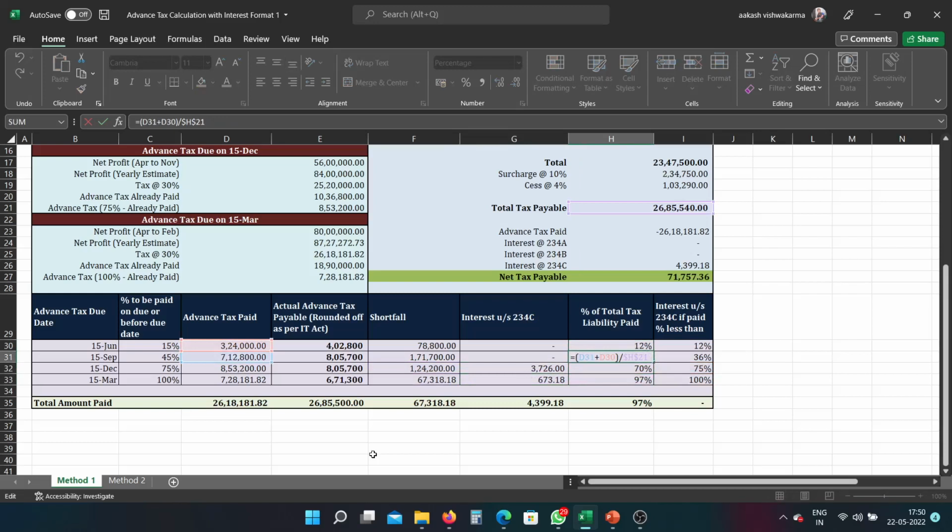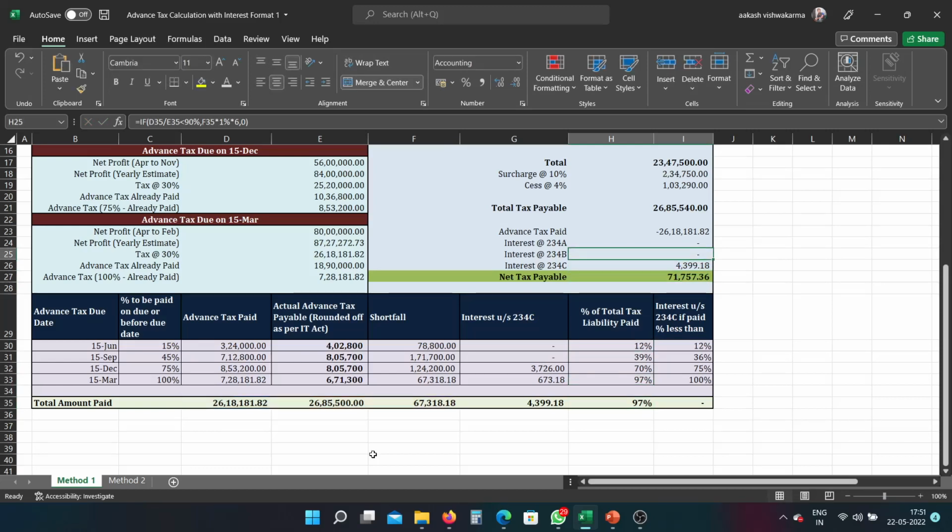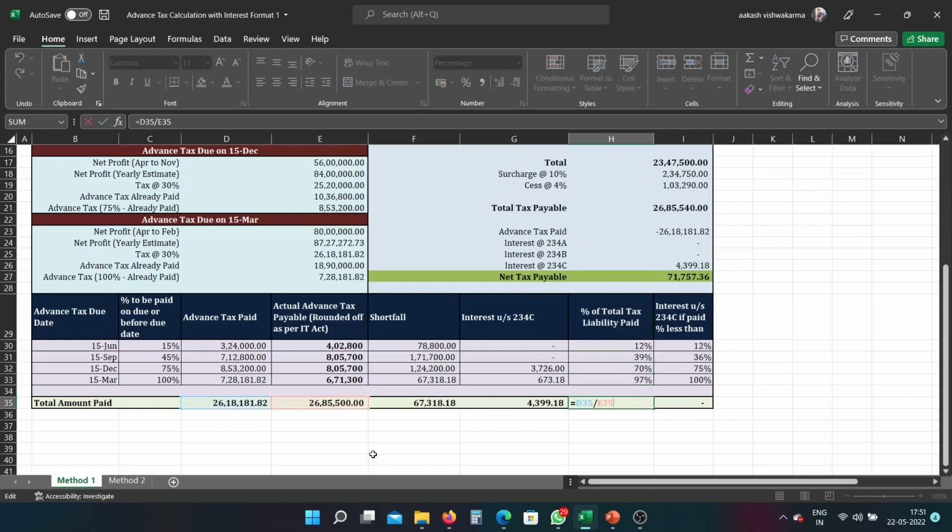To calculate paid percentage, just divide advance tax paid by total actual assessed tax. And if total advance paid is less than 90% of actual tax, then we will also be liable to pay interest under section 234B, which is 1% of shortfall amount from April onwards multiplied by months till the shortfall amount is paid. To calculate total tax paid percent, just divide total advance tax paid by actual assessed tax.